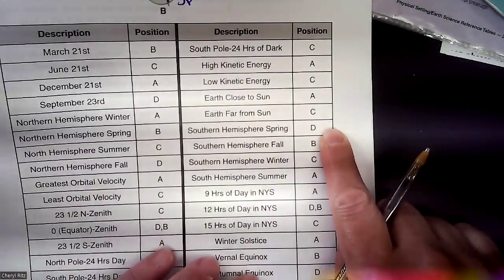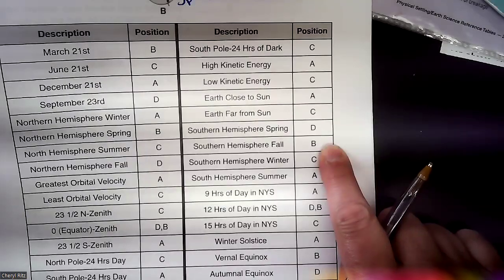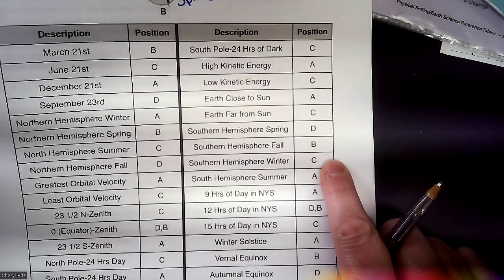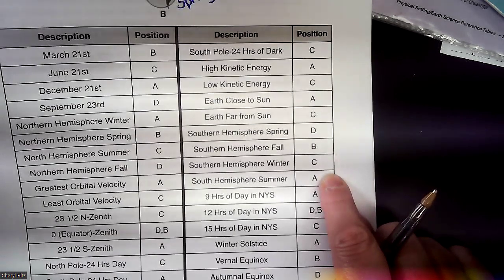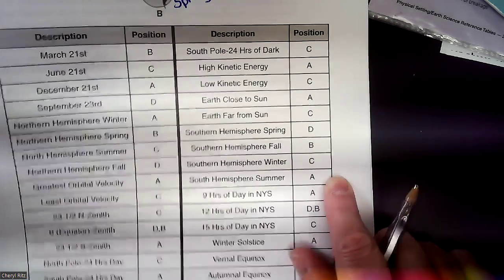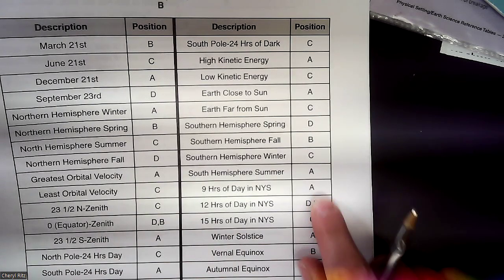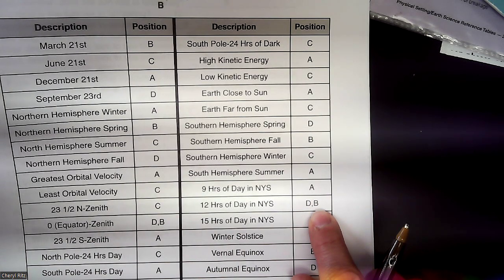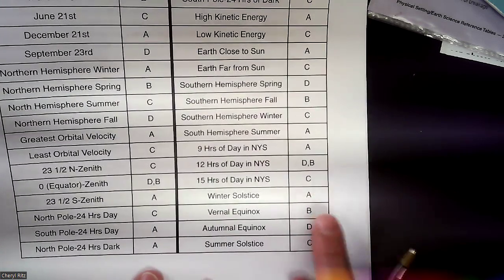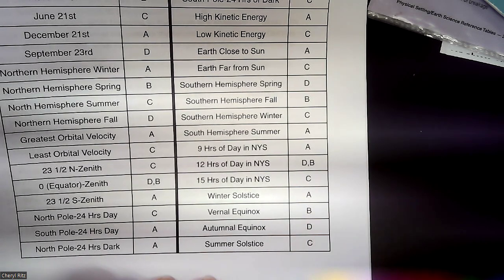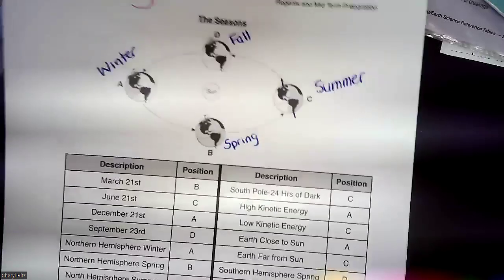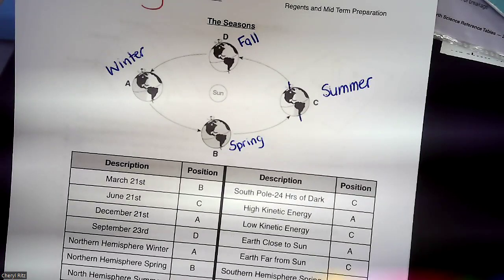Southern Hemisphere spring is D. Southern Hemisphere fall is B. Southern Hemisphere winter is C. Southern Hemisphere summer is A. So those four are opposite our seasons. Nine hours of darkness in New York State, that's during our winter, so A. Twelve hours of day is spring and fall, B and D. Longest day of the year is C. Winter solstice A, vernal equinox B, autumnal equinox D, summer solstice C. Any issues with any of those that I didn't already go over?